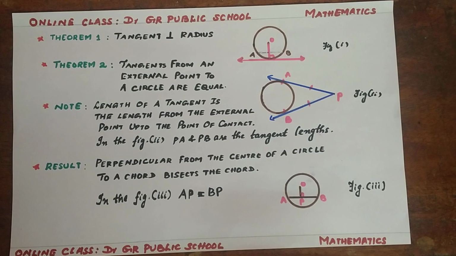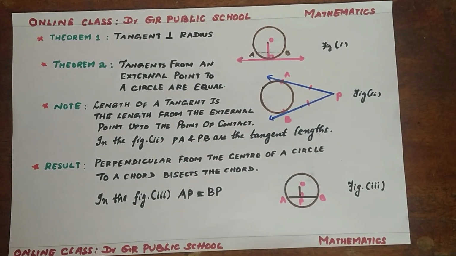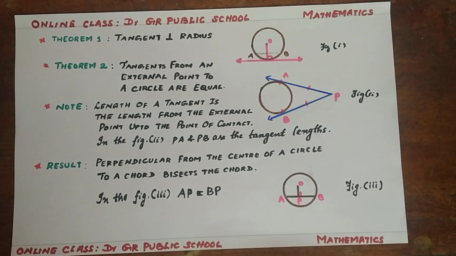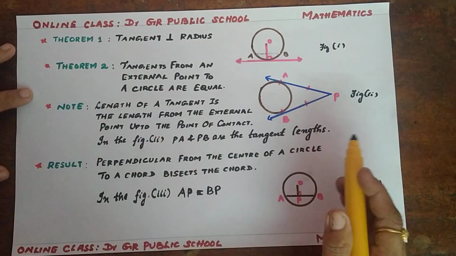I hope that all of you finished the homework and watched the two theorems which we studied in the last class. Anyway, I wish to recall in short about those two theorems. The first theorem is that the tangent is perpendicular to the radius.